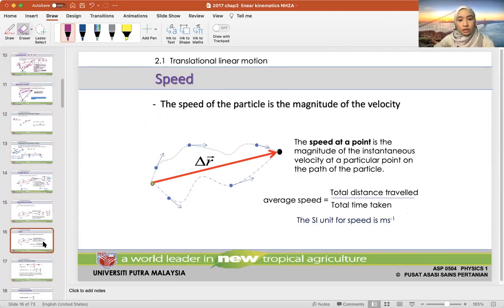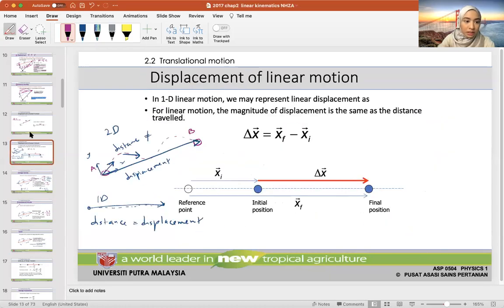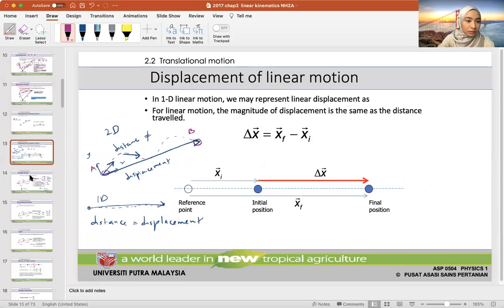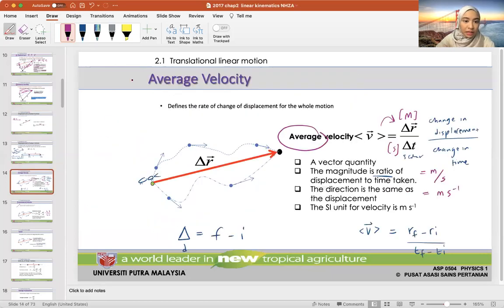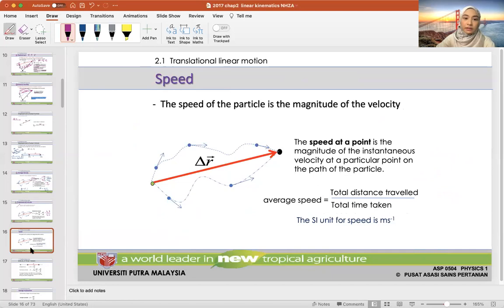Okay, and then we talk about speed. Tadi kita cakap pasal velocity. Now we talk about speed. Speed is what? Number. Velocity is distance 4. And average velocity is 5. Banyaknya. And then instantaneous velocity is 6. Banyaknya. Okay, 7. So speed is 7. So semua term-term ni you have to know. Kena kan?